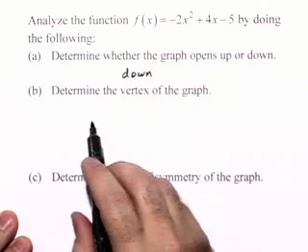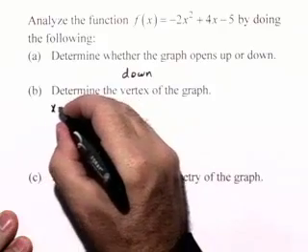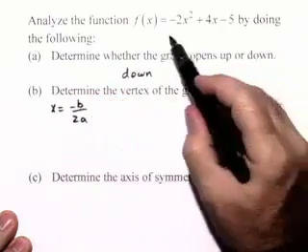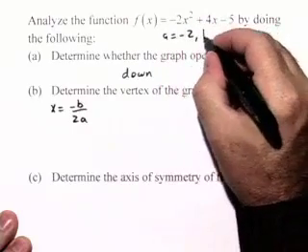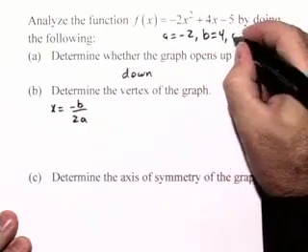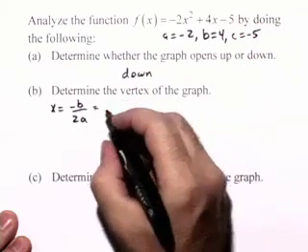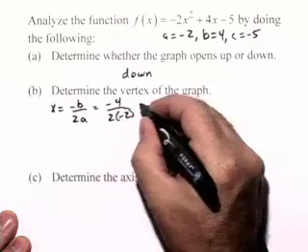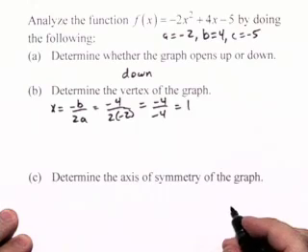Next, we want to find the vertex of the graph. We can find the x-coordinate of the vertex by using x equals negative b over 2a. We come back up to our function. We can identify that a is equal to negative 2, b is equal to 4, and c is equal to negative 5. So that gives us x is equal to negative 4 over 2 times negative 2, which is negative 4 over negative 4, which equals 1.